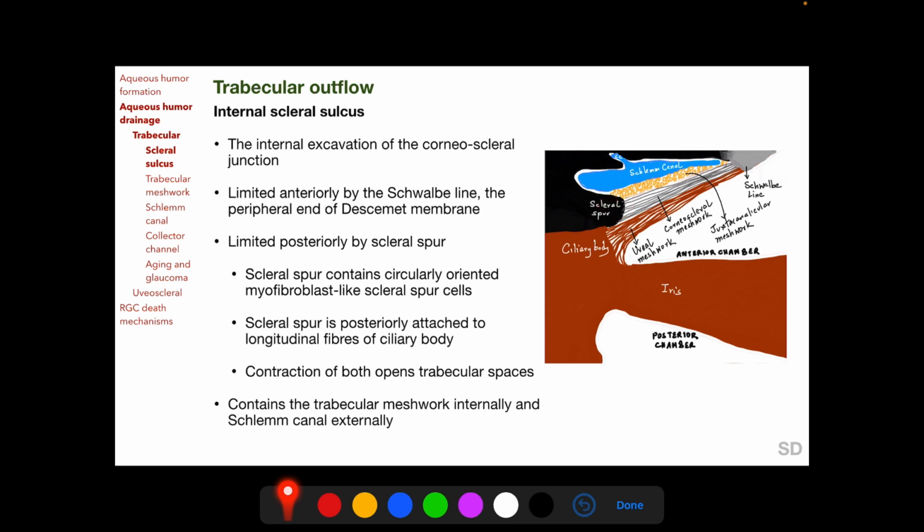The scleral spur is posteriorly attached to the ciliary body, particularly to the longitudinal fibers of the ciliary body, and the scleral spur itself contains myofibroblast-like scleral spur cells oriented circumferentially, which are contractile in nature. The contraction of both the longitudinal fibers of the ciliary body and the scleral spur cells opens up the trabecular spaces, which increases trabecular outflow. So the internal scleral sulcus contains the trabecular meshwork internally, adjacent to the anterior chamber, and the Schlemm's canal externally, adjacent to the corneoscleral junction.